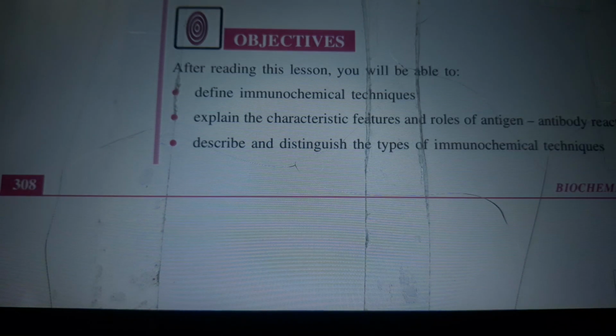Objectives. After reading this lesson, you will be able to define immunochemical techniques, explain the characteristic features and roles of antigen-antibody reaction, and describe and distinguish the types of immunochemical techniques.